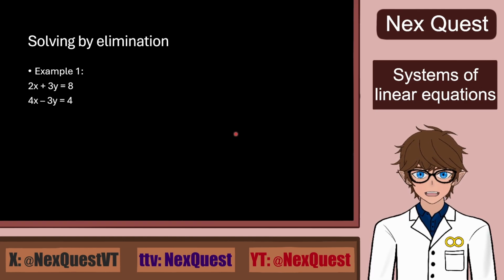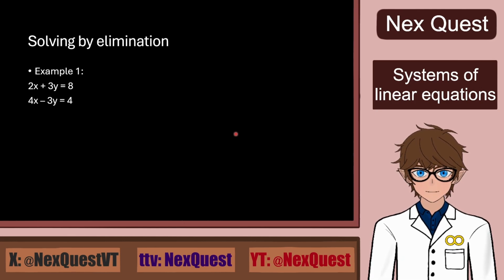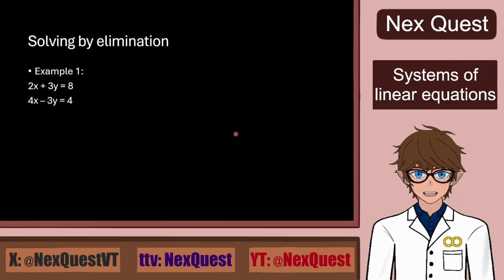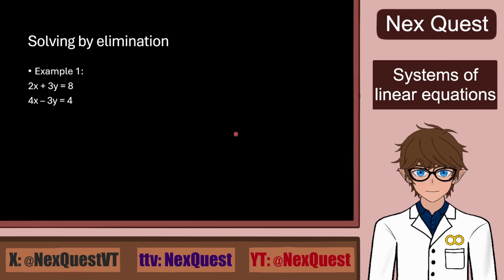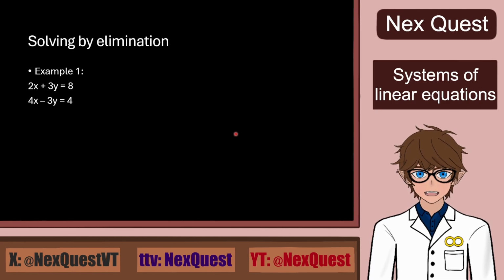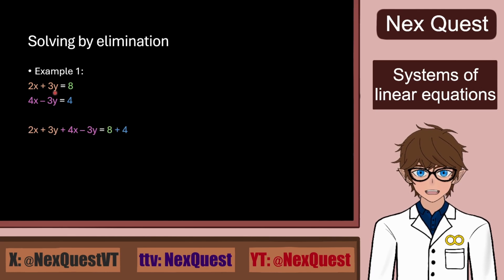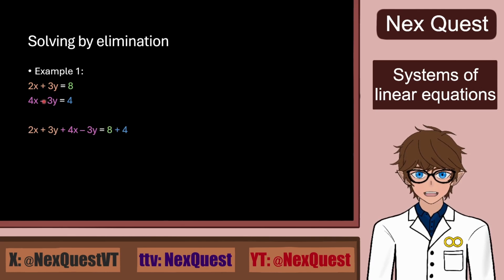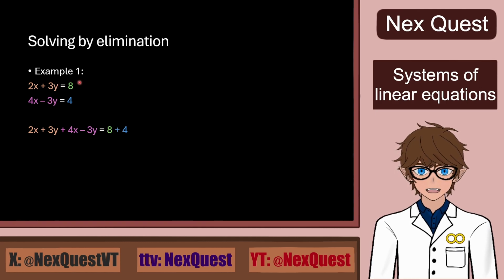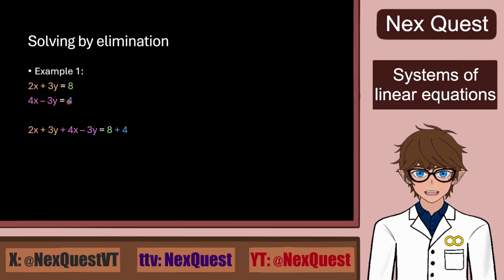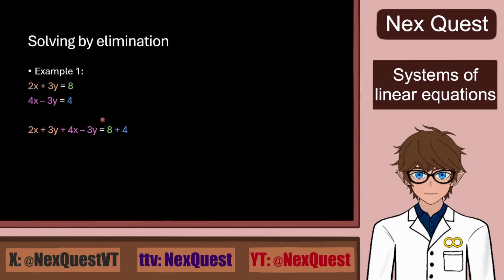We have a simple example. 2x plus 3y is 8 and 4x minus 3y is 4. We see that we have 3y in both equations, one positive, one negative, so we will add the equations together like so. I colored each part of both equations with different colors, so it's easier to keep track. So if I'm adding them together, I will add the left side of the first one with the left side of the second one, equals to the right side of the first one plus the right side of the second one, as you can see them colored.